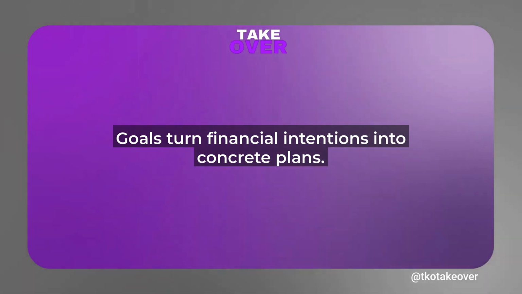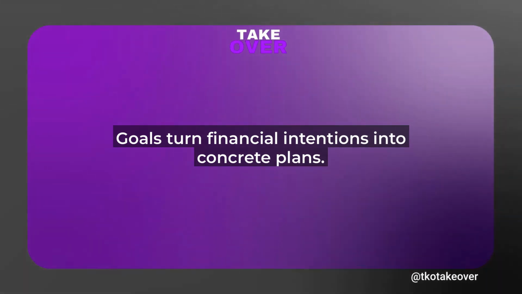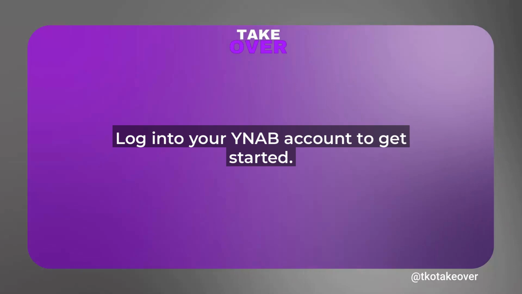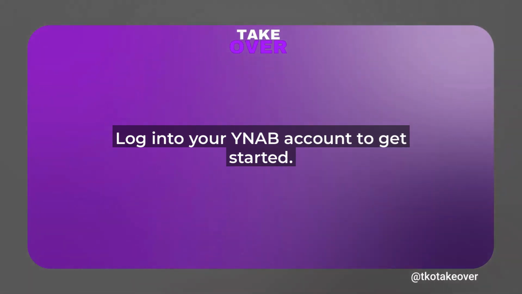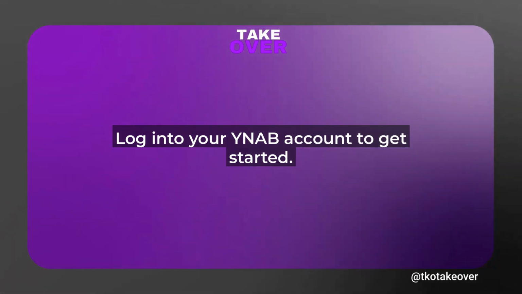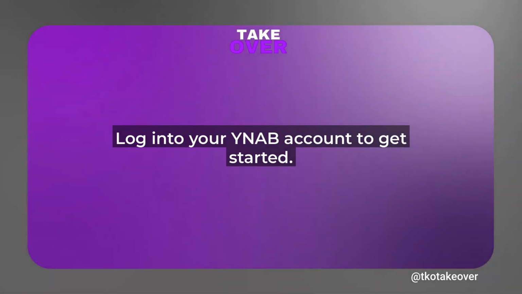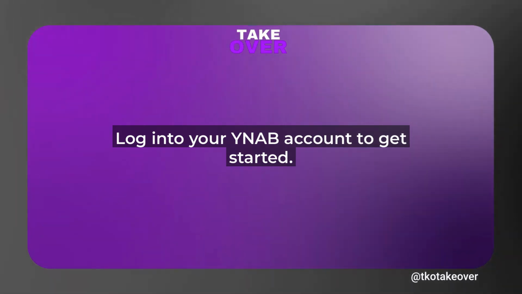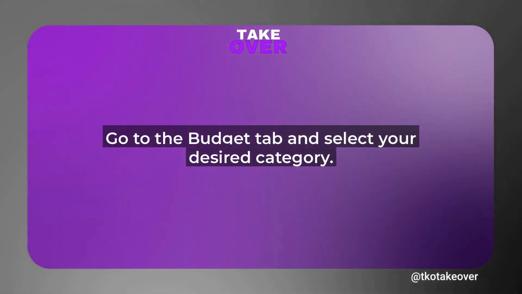Let's dive right in. First, make sure you're logged into your YNAB account on the web or app. Once you're in, navigate to the Budget tab. That's your main hub for managing money. Now, find the category where you want to set a goal. For example, if you're saving for a vacation, click on your Vacation category.